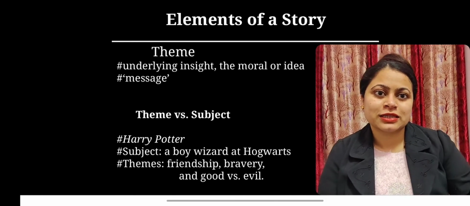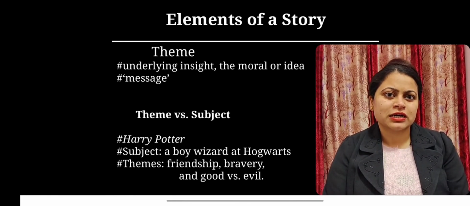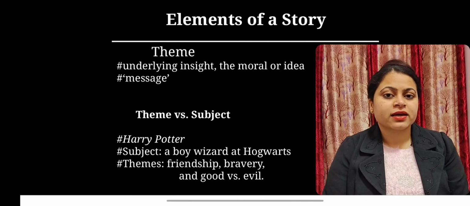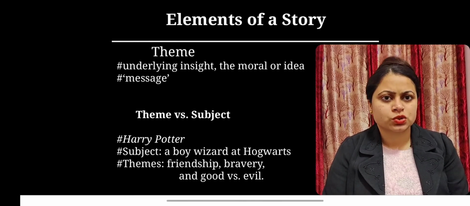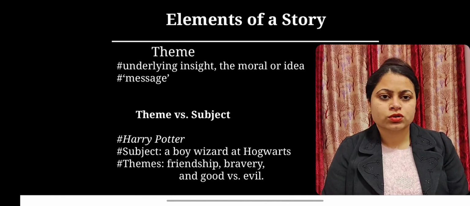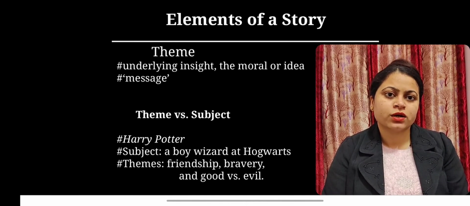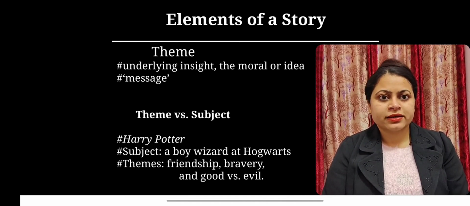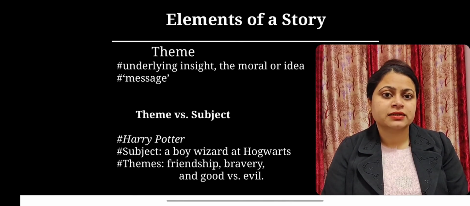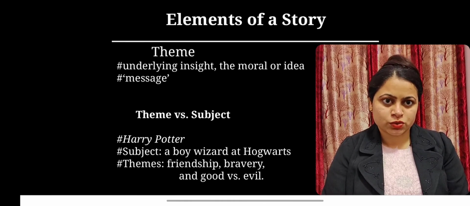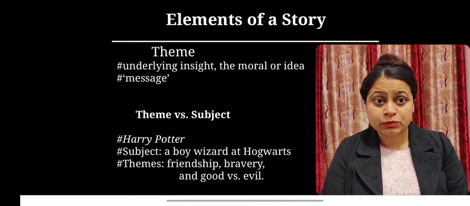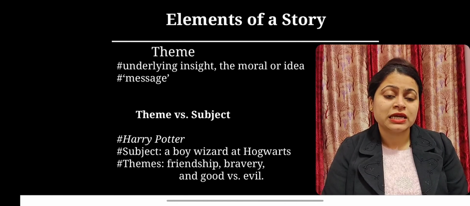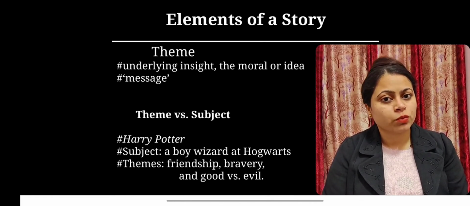Next is theme. Theme refers to the underlying insight, the moral or idea, which the writer wants to express through the story. It is also thought of as the message or central idea of a story. And here I want to give you an alert that theme and subject are two different aspects of the story. Where theme is the message or central idea of a story, subject is the actual topic of the story.